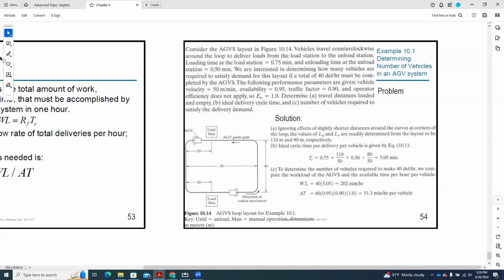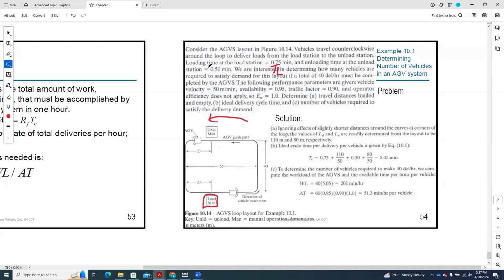So consider the AGV layout. Let me try to draw here somehow. Yes, I want to draw. So consider the AGV layout, vehicles travel counterclockwise. So counterclockwise is this direction. The vehicle travels in this direction. Loading time at the loading station. So the loading station is here, and the loading time is 0.75. So we know that this is TL, the loading time.